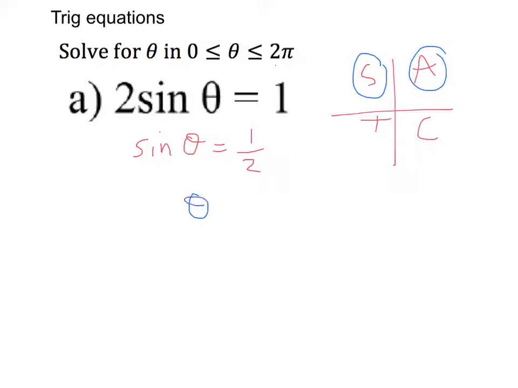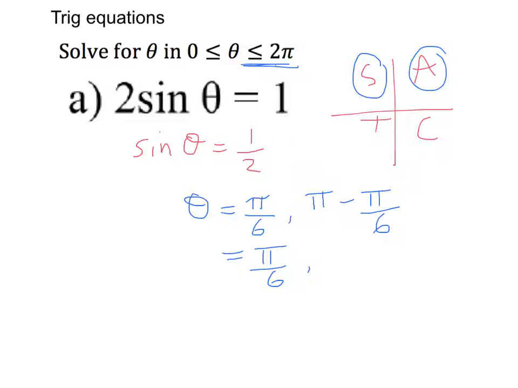So in the first quadrant, our acute angle or our related angle, sine 30 degrees is half, but because the domain is in radians, it means you have to give your answer in radians. So 30 degrees is pi on 6. And then our angle in the second quadrant, over here, is going to be pi minus pi on 6. Okay, so that means our two angles are going to be pi on 6.